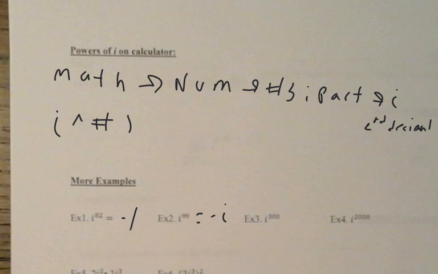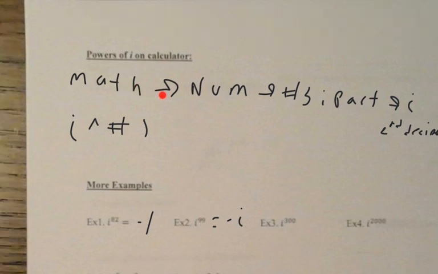Alright, keep it going. Try this one by yourself, I to the 300. So remember, we're doing math, num, I part, number 3, I, second decimal key, caret, and your number, and you get that equals 1.